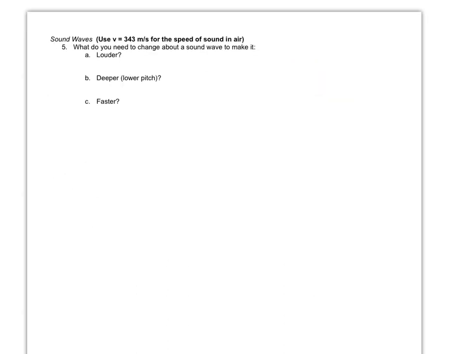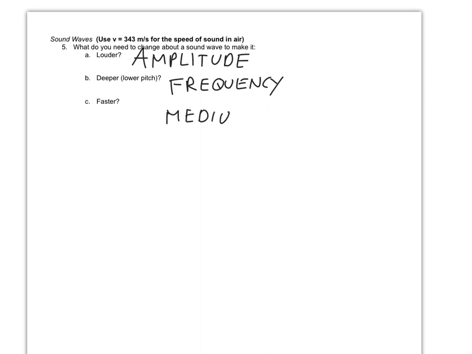For this next question, we just have some basic ideas about sound waves. So what do we need to change about a sound wave to make it louder? How loud it is relates to the amplitude. We would need more amplitude. To make it deeper, that relates to the frequency, the pitch. It depends on the frequency. And how do we make it faster? Once again, the only way to change the speed of a wave is to change the medium.